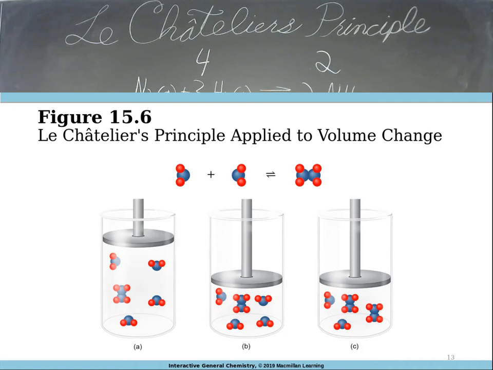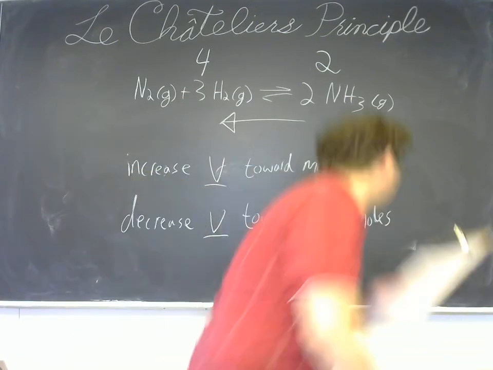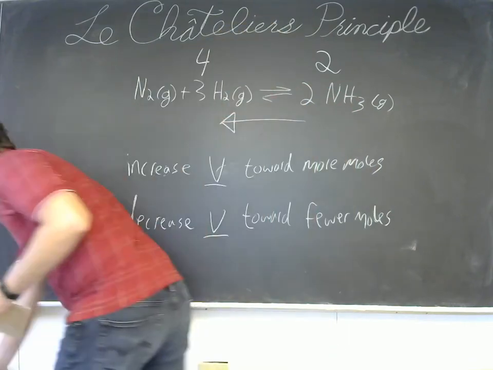So by undergoing the reaction, the system went from having 5 total gas molecules to only 4 total gas molecules, and thus relieved a little bit of the pressure as the volume was decreased. Okay, maybe this figure wasn't worth the effort, but there it is. Okay, now there's one last thing that we can talk about.